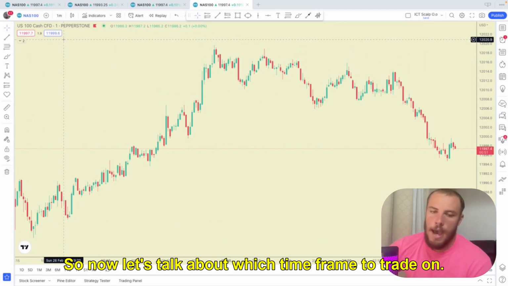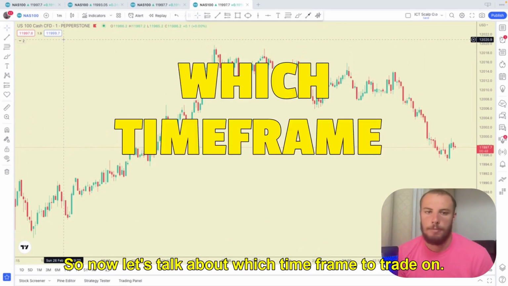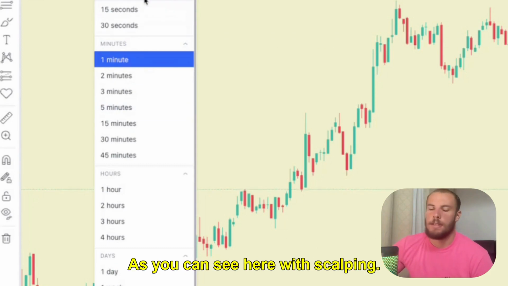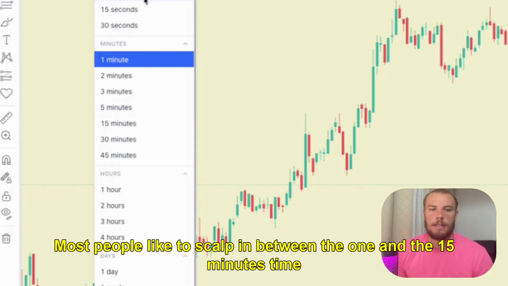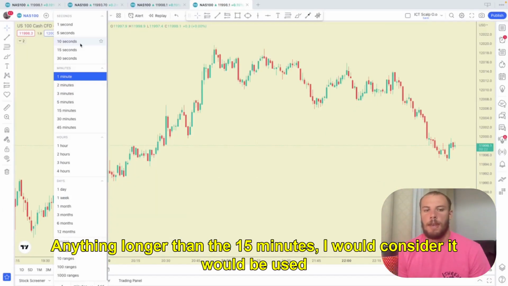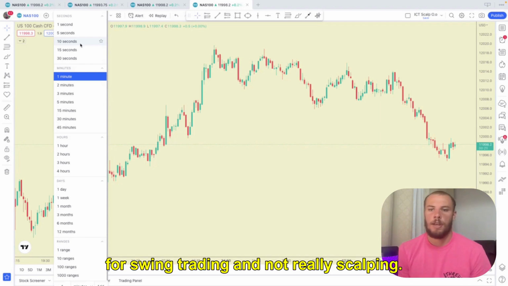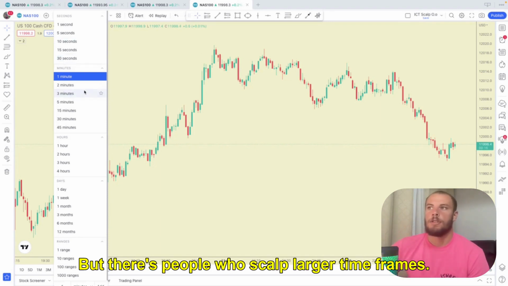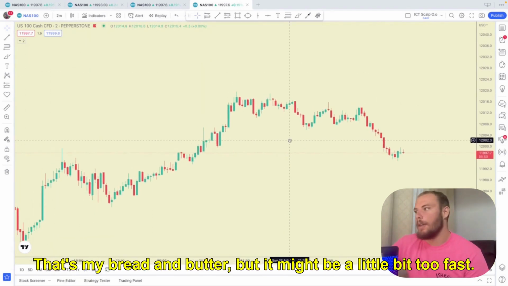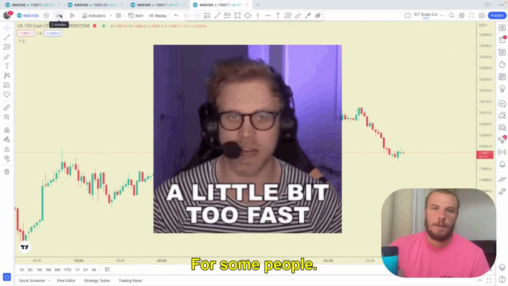Okay, so now let's talk about which time frame to trade on. There's several popular time frames, as you can see here. With scalping, most people like to scalp between the 1 and the 15-minute time frame. Anything longer than the 15-minute, I would consider to be used for swing trading and not really scalping. But there are people who scalp larger time frames. I like to scalp the 2-minute.